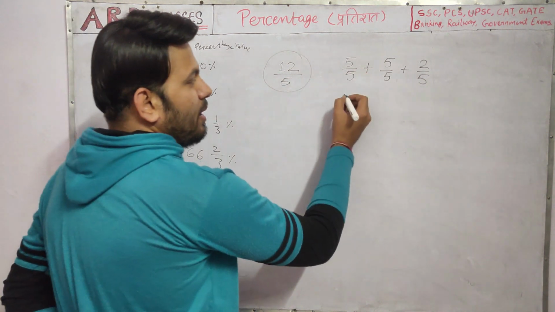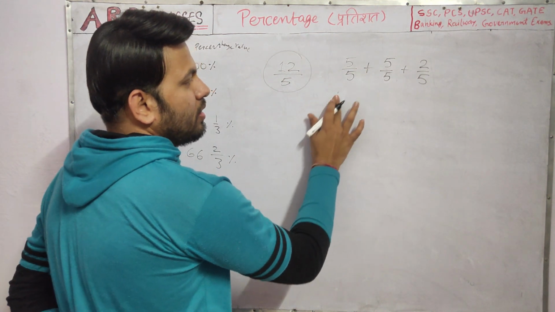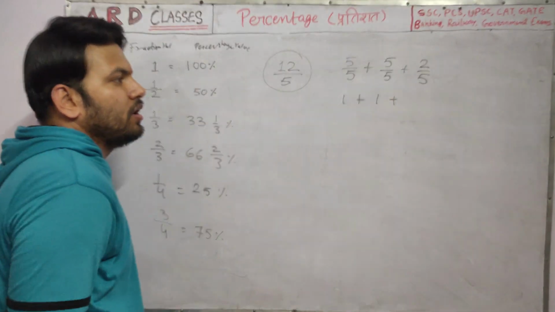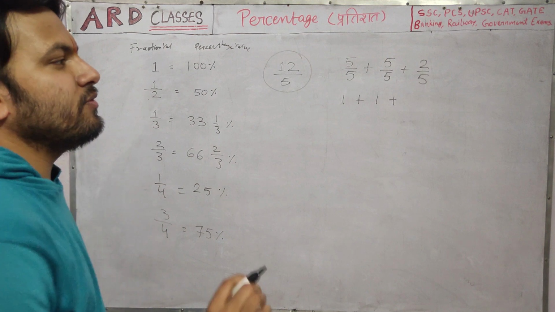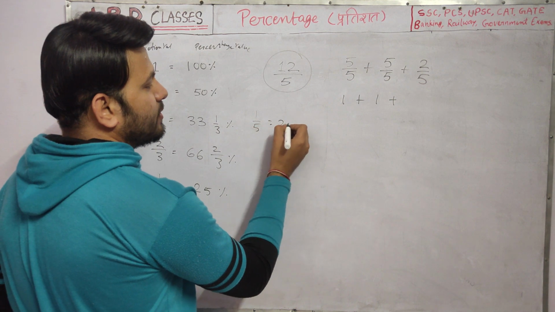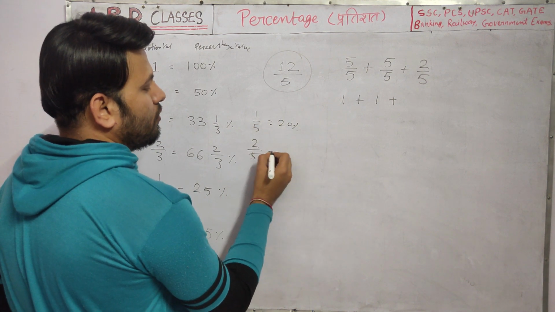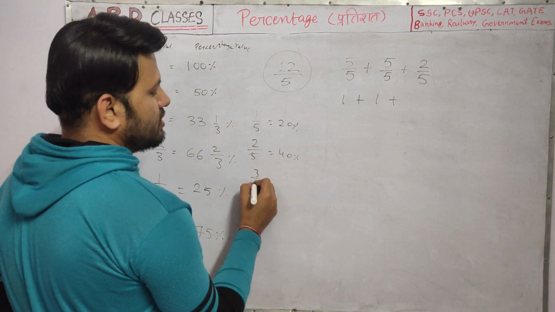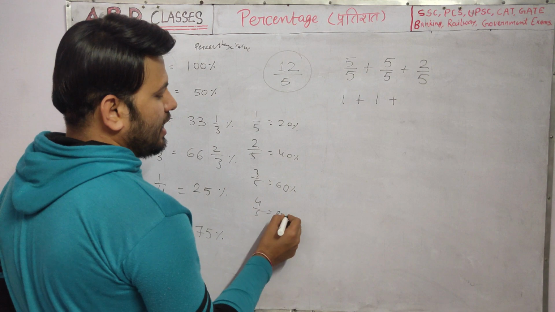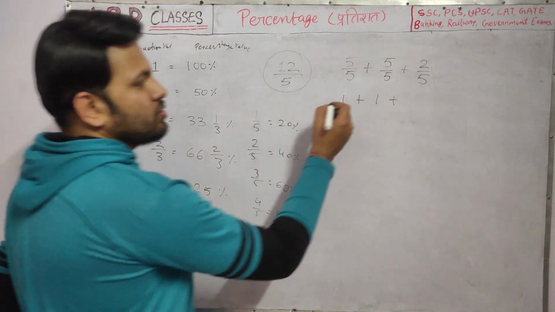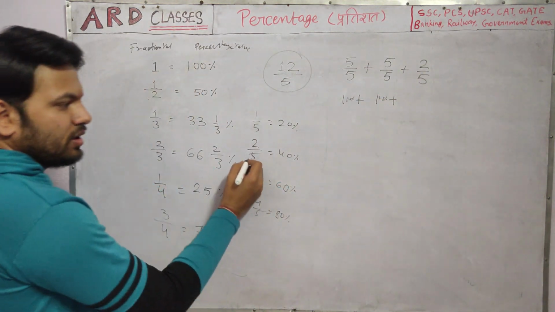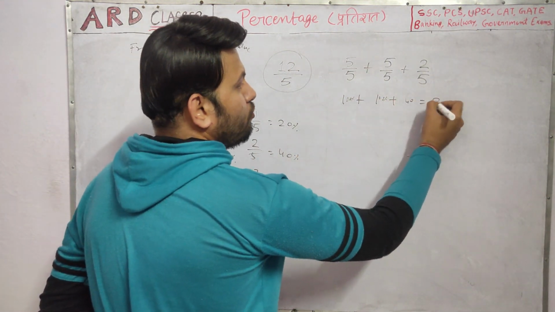So 5 by 5 is 1, 5 by 5 is 1, and 2 by 5. If you don't remember the value of 2 by 5, I should firstly show you. 1 by 5 is 20%, 2 by 5 is 40%, 3 by 5 is 60%, 4 by 5 is 80%, and 5 by 5 is 1, which is 100%. So it is 100%, 100%, and 2 by 5 is 40%. So it is 240%.